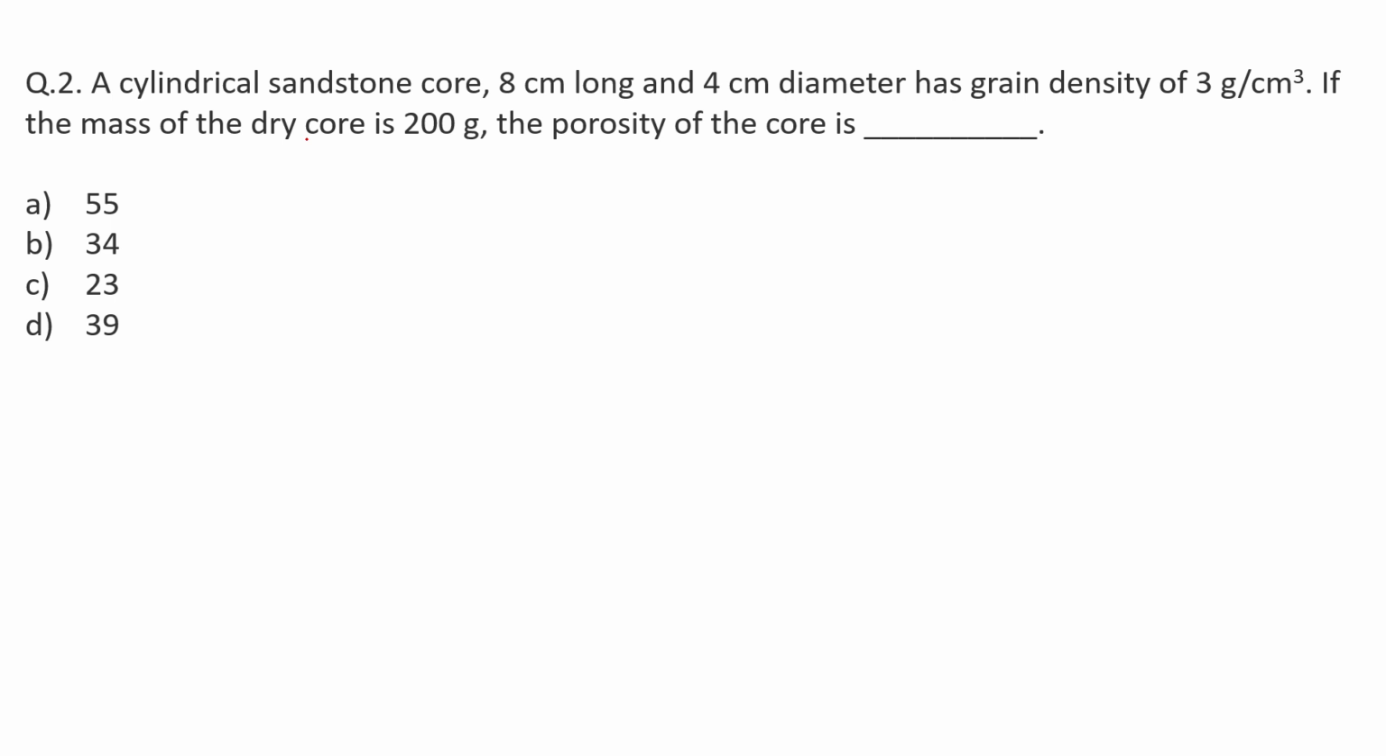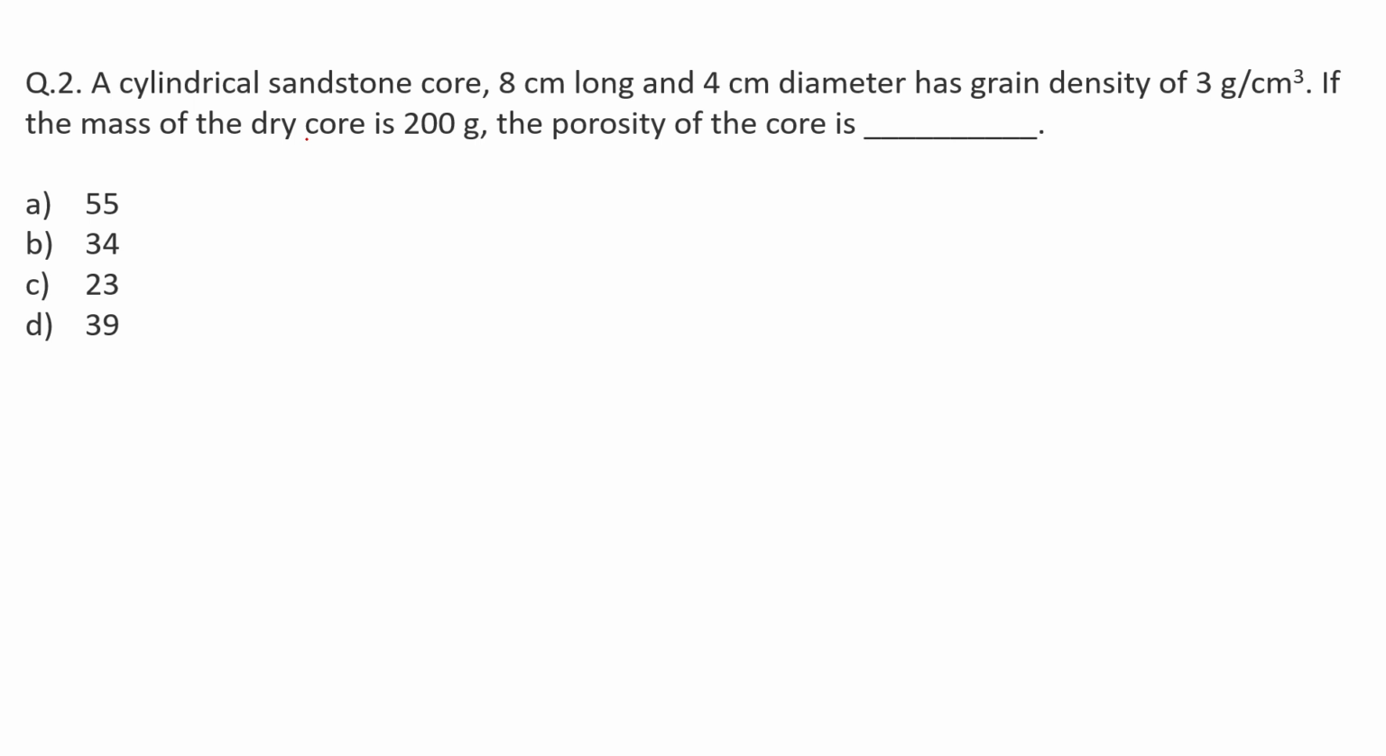Okay, so the next question is another numerical: a cylindrical sandstone core which is 8 centimeter long and 4 centimeter diameter has a grain density of 3 gram per centimeter cube. If the mass of the dry core is 200 gram, the porosity of the core is. The options are A 55, option B 34, option C 23 and option D 39.